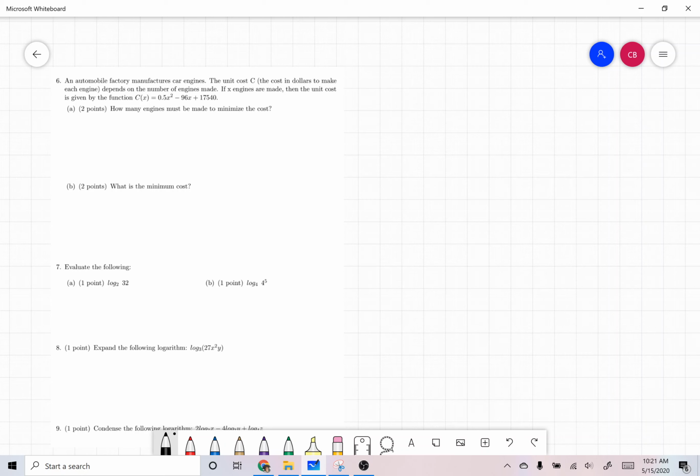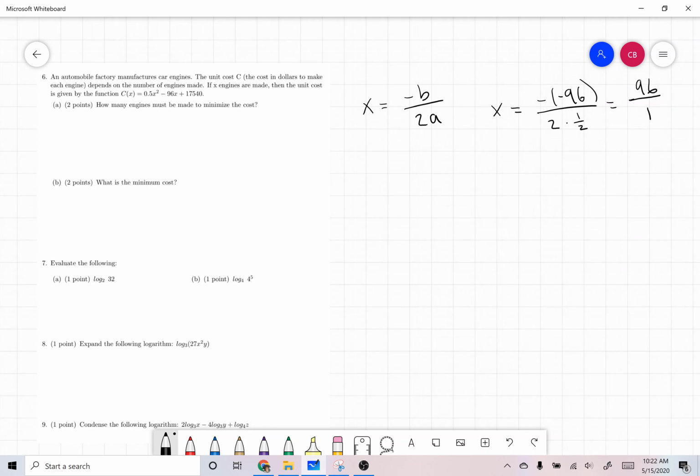Now, to do this, guys, you need to watch the video I did on the applications of quadratics, and there's a whole flow chart about it. So make sure you watch that. For this first part, because it's minimized, I'm going to be doing a vertex. We want to know the x value because x is the engines. So we have x is equal to negative 96 over 2 times 1/2, which is going to be 96 over 1, which is 96 engines.